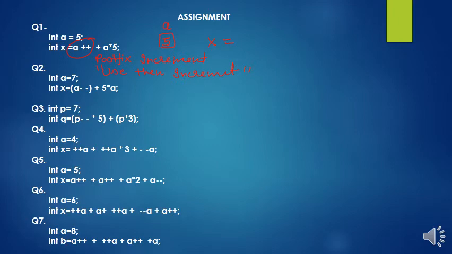First it will use the initial value of a, which is 5. After that it will increment the value: 5 plus 1 is equal to 6. So after that a will store the value 6. Then plus 5 into a, the value of a is 6, so 6 into 5 is 30. 5 plus 30 is equal to 35. So x will store the value 35.